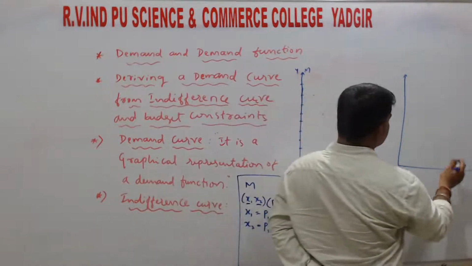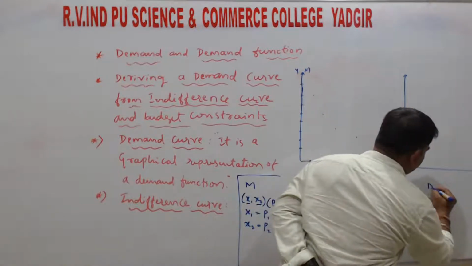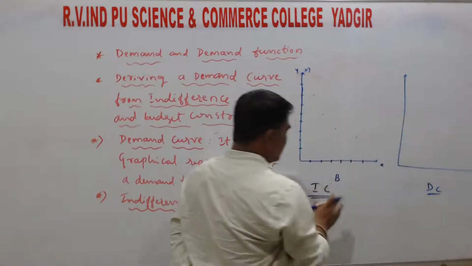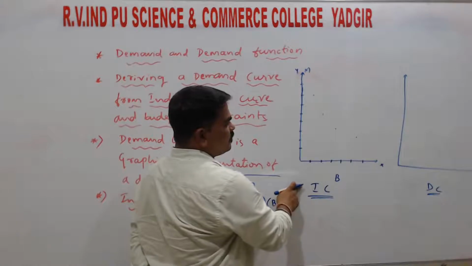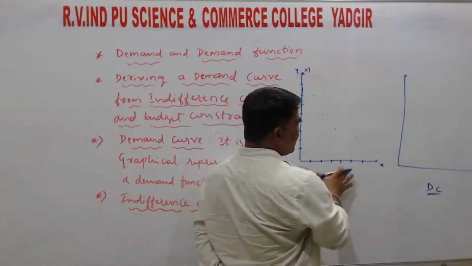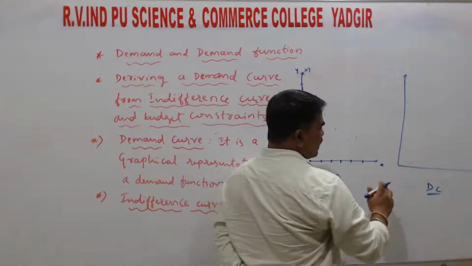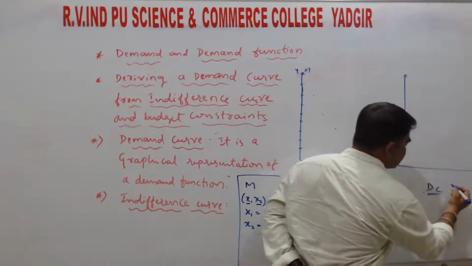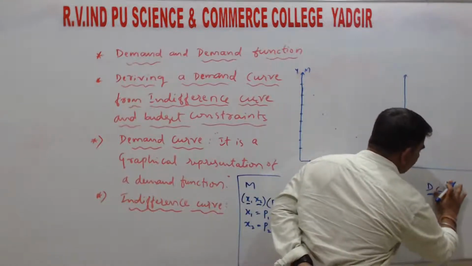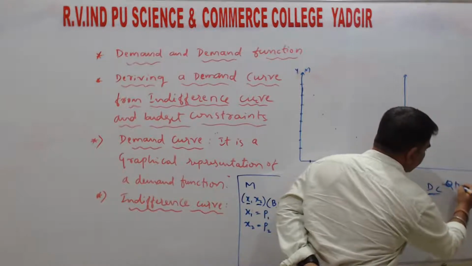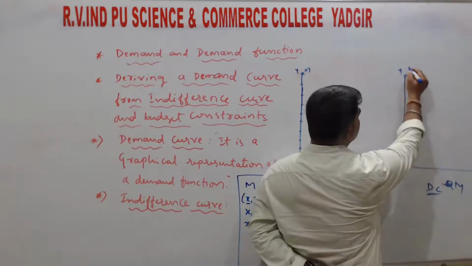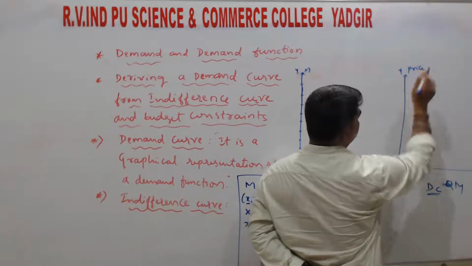And here this is the demand curve. I will repeat, this is the indifference curve, the graphical representation, and this is the demand curve. So here in the demand curve, as I said, on the x-axis we will take the quantity, and on the y-axis we will consider the price of the good.